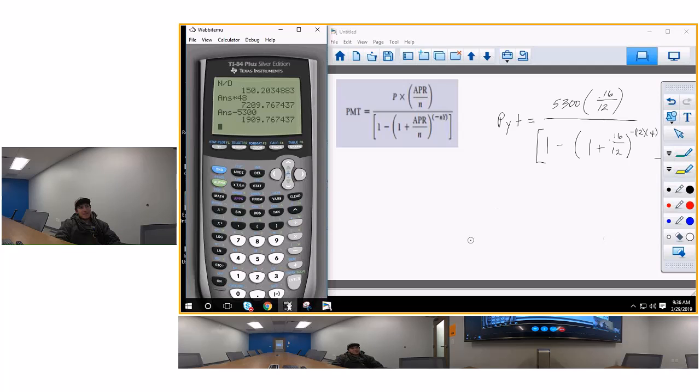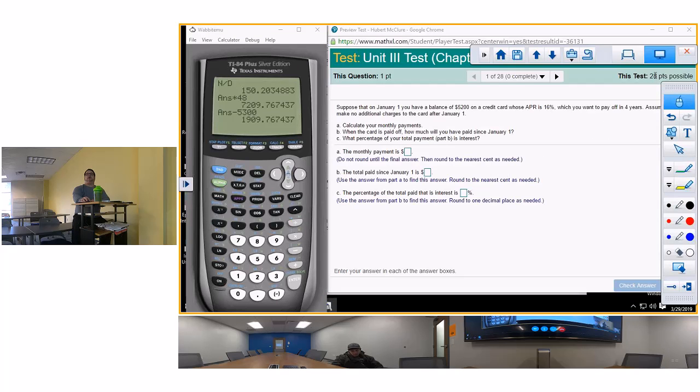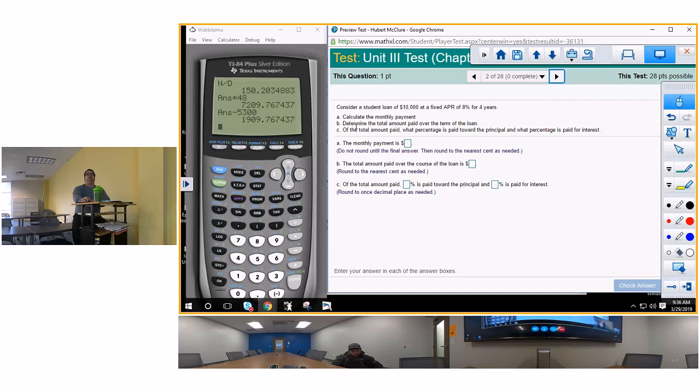Who's got a question on this one? Everybody feel good about themselves? Yeah. All right, next question. Since we're doing like 15 different questions, another good one. Consider a student loan of $10,000, 8% for 4 years. Do this one. And I'm not touching anything because I'm not going to mess it up. 10,000, R is equal to 0.08, T is equal to 4, and N is equal to 12.